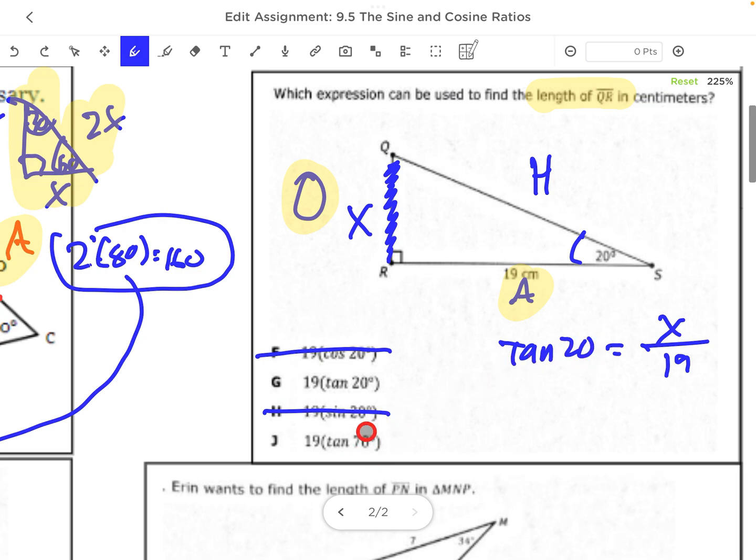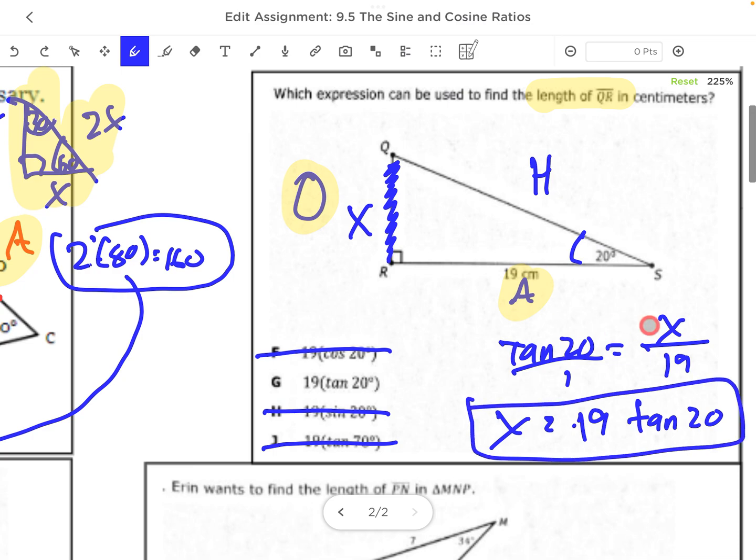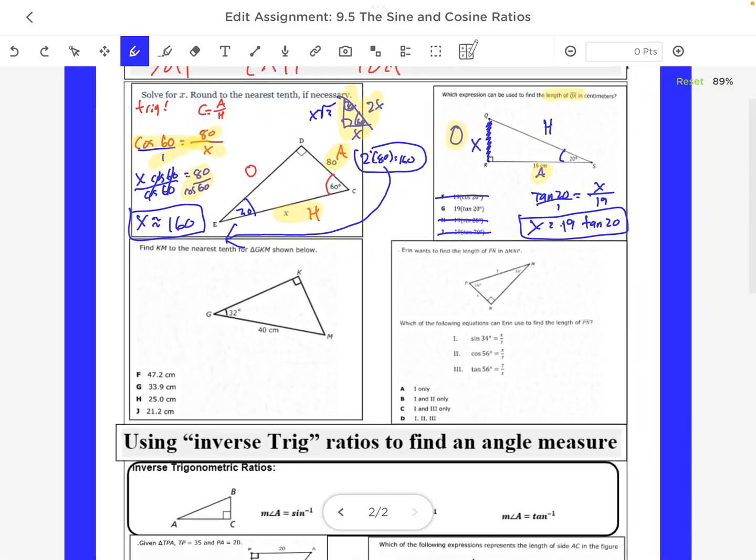First off, it says tangent 20, so we know this one cannot be correct. But let's just do the math to get it from right here. We're going to cross multiply. So if we put that over 1, times x gives us x equals 19 times the tangent of 20, written as 19 in the front, then tangent 20 in the back. So that's how we came up with that, and that's how you'd get that answer on your DCP. All right, let's keep it moving.